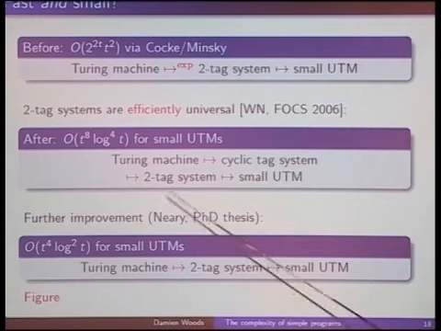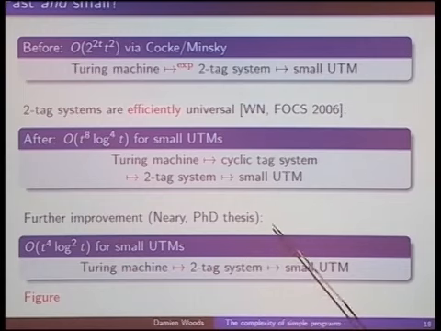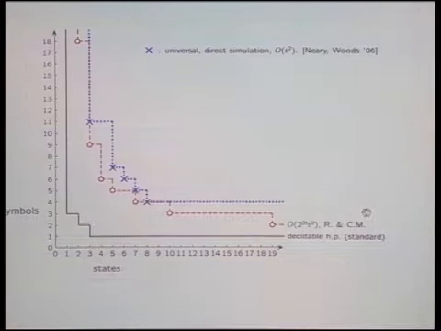And this time bound here, t to the 8 log to the 4 t, can be improved to t to the 4 log squared t, which appears in Turlock's thesis. So playing with those tag systems shows that these machines that were exponentially slow can be made to run in polynomial time with this time bound.